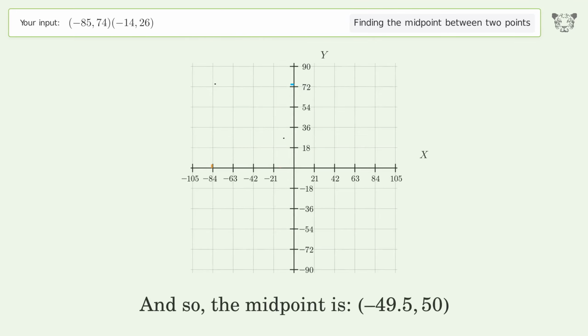And so, the midpoint is negative 49.5, 50.